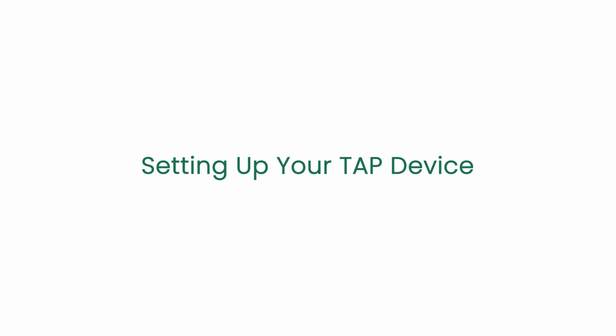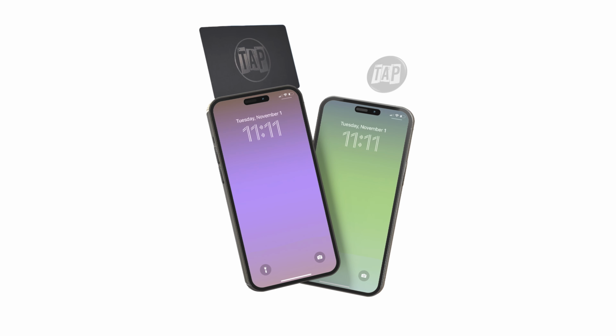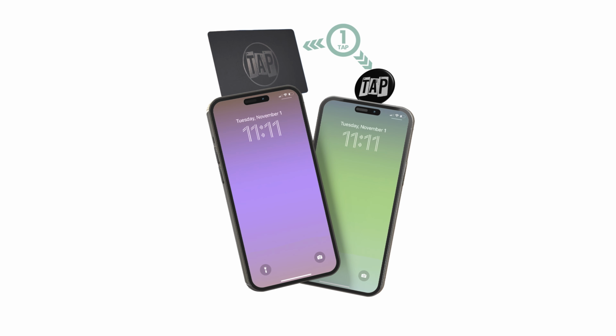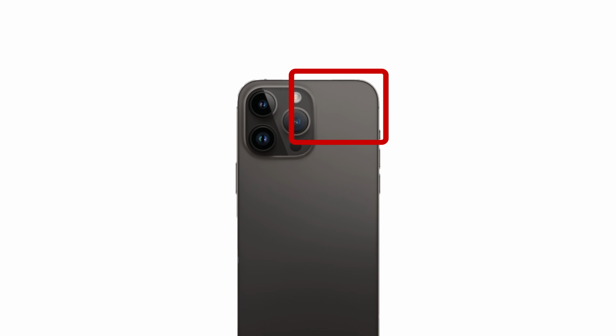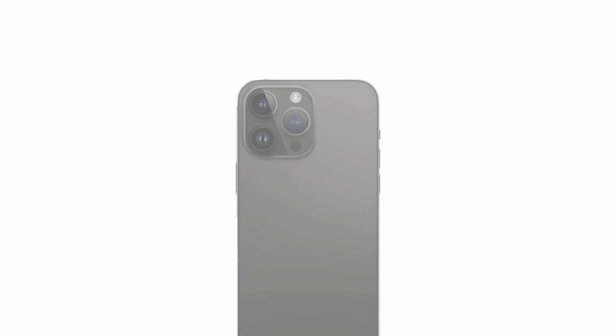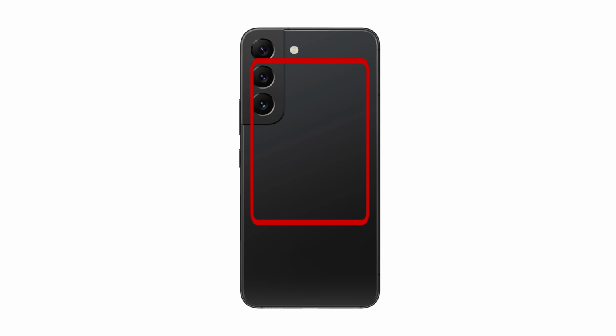Today, we'll show you how to set up your tap device. First, tap your tap card or tap coin with your smartphone. The reader is located in the back of your phone, next to the camera for Apple devices, and in the center for most Android devices.